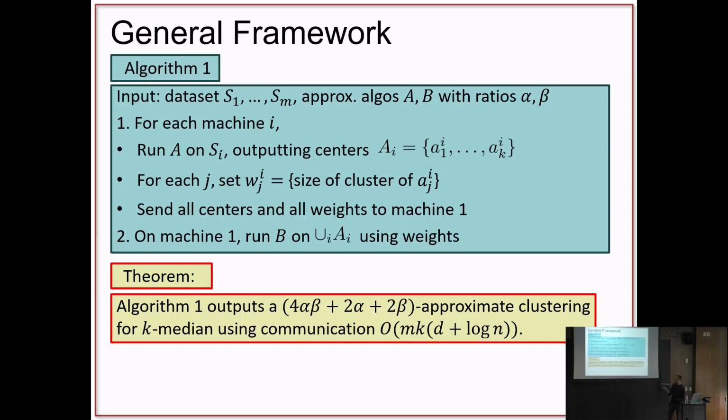But so this is the overall theorem we get. We get some approximation that's in terms of the guarantees of the approximation algorithms we use as black box. And then it's also pretty easy to see what the communication is because there's just a single step that uses communication. It's just when each machine sends all of its centers with the weights to the coordinator. So we assume that each data point, if we're in Euclidean space, has d dimensions. We just assume each dimension is constant, so it takes d bits. And so there are m machines, each sending k data points, so it's mkd total. And then all the weights are just a number from 1 to n, so it's just log n.